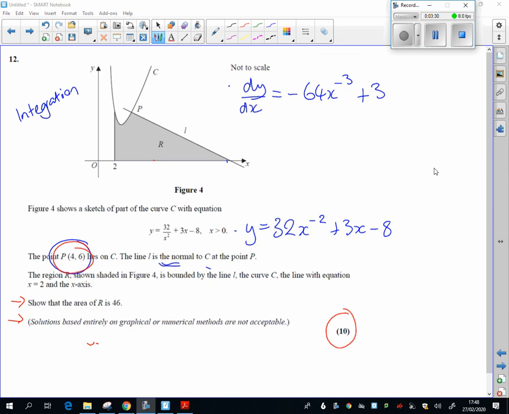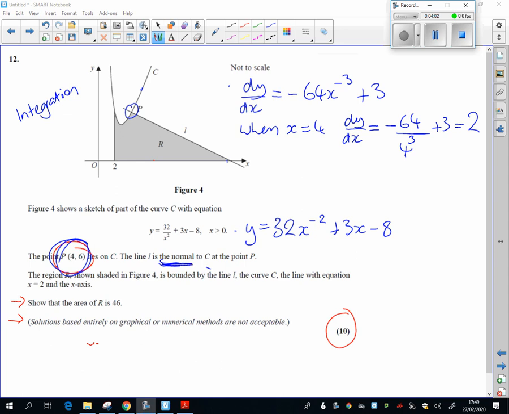So what do I need that for? Well, I want to find the gradient of curve C, and it's at this point here, which I know is when x equals 4. So when x equals 4, dy/dx equals minus 64 over 4 cubed plus 3. So that should give you a value of 2. But that's the gradient of the curve, and therefore the gradient of the tangent.